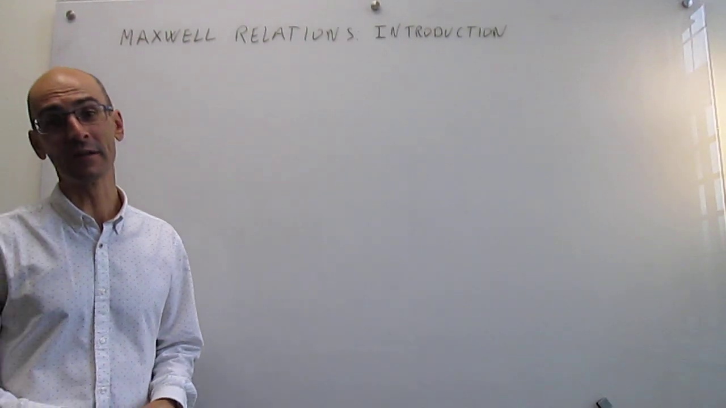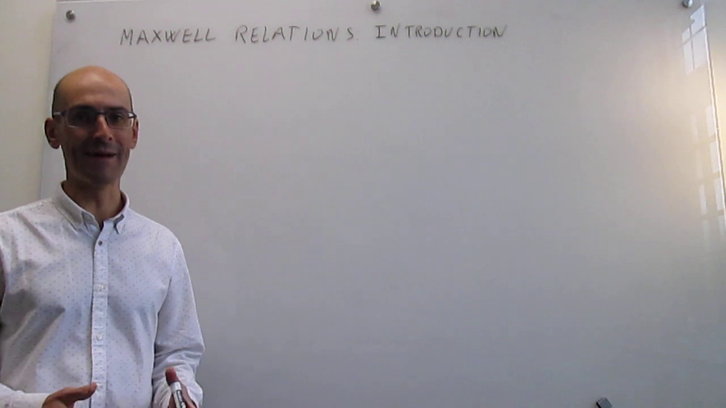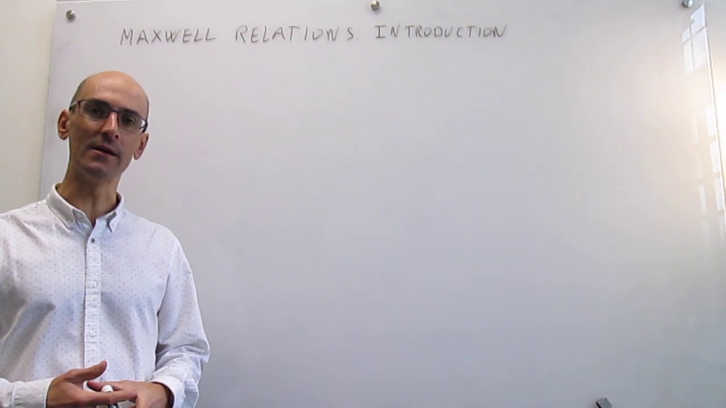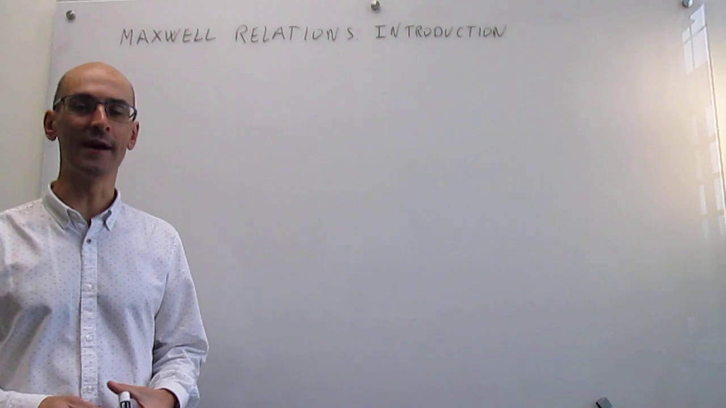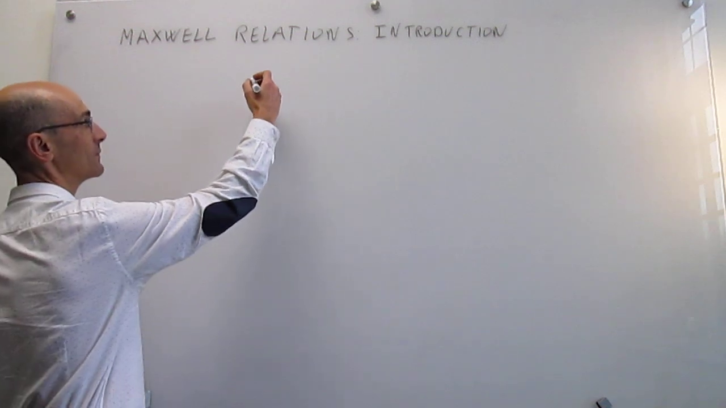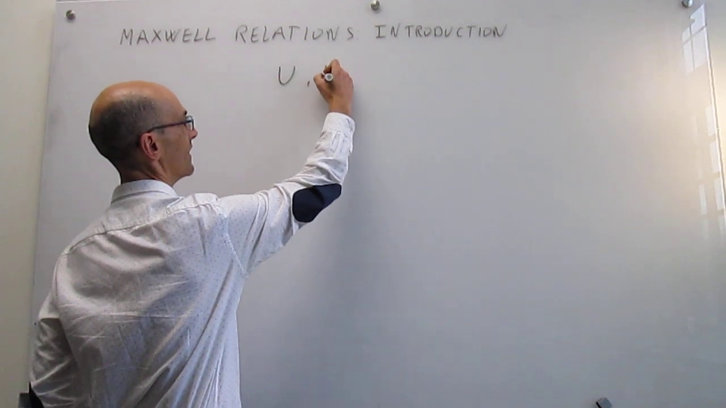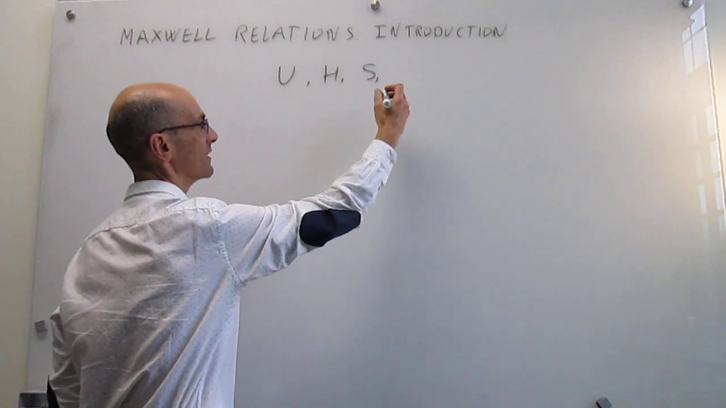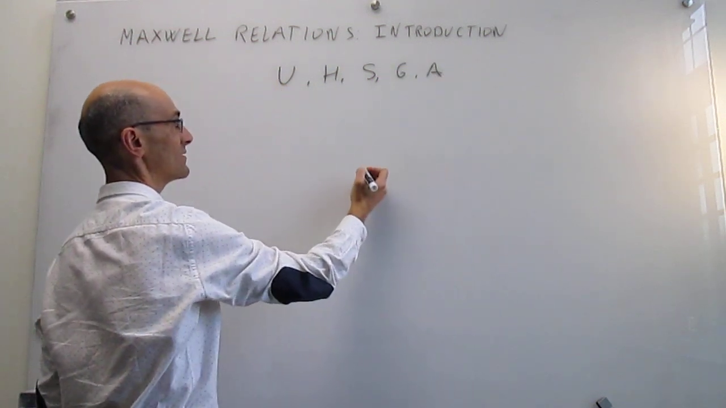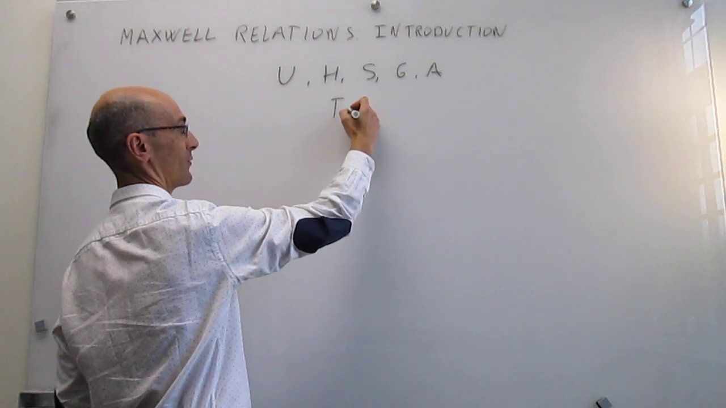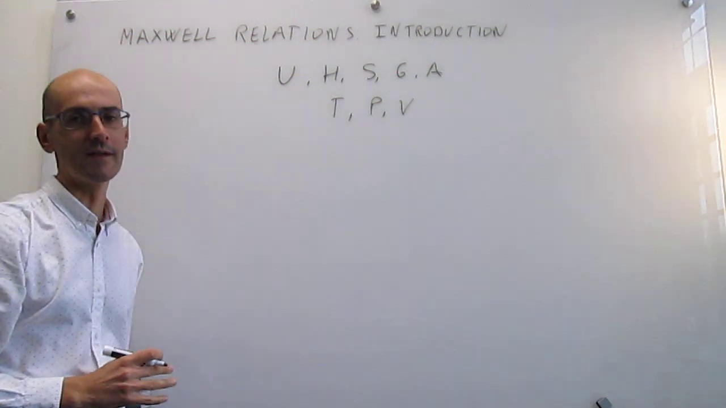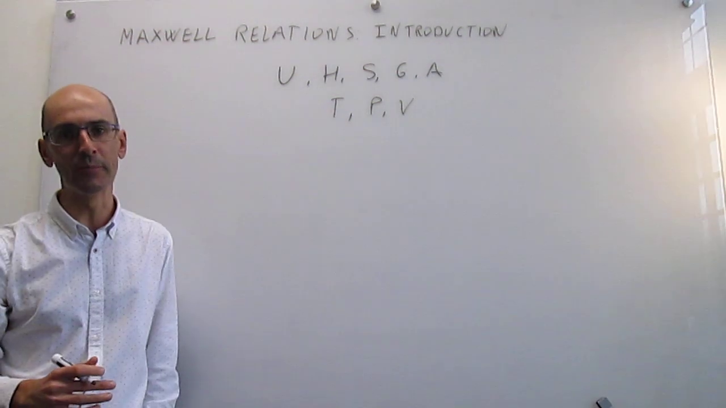This video provides a quick introduction to the concept of Maxwell relations. In our survey of thermodynamics until now, we have been encountering a variety of state functions that have very clear meanings. Those have been the internal energy, enthalpy, entropy, Gibbs energy, and Helmholtz energy. In addition to those, we actually have parameters, which are also state functions, that are easier to control in the laboratory: temperature, pressure, and volume.